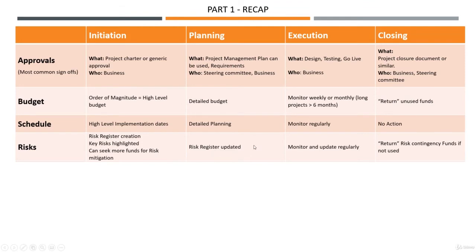During planning, same thing, we update it if we find new risks. Still last chance to get more money. During execution, we monitor and we update it regularly. I like to have monthly meetings on risks. And during closing, same as budget, we return the risk contingency funds if not used.